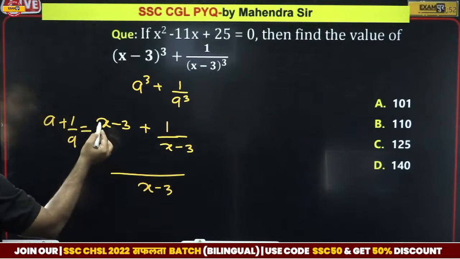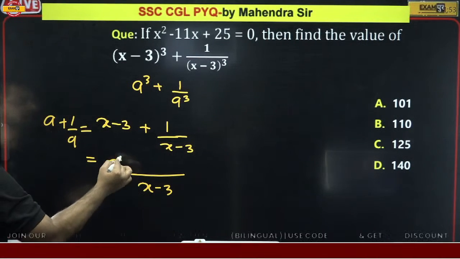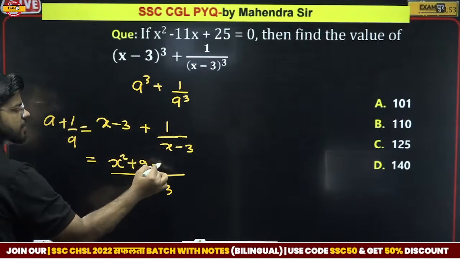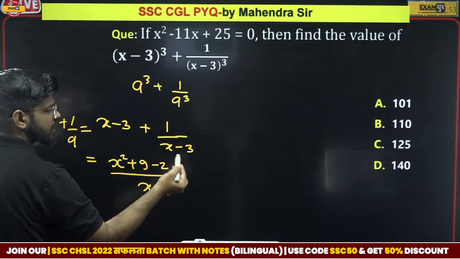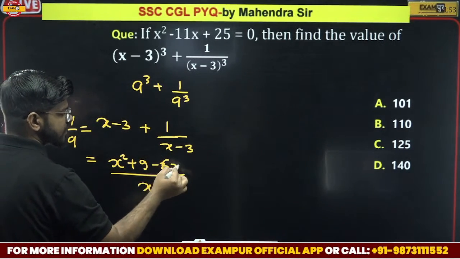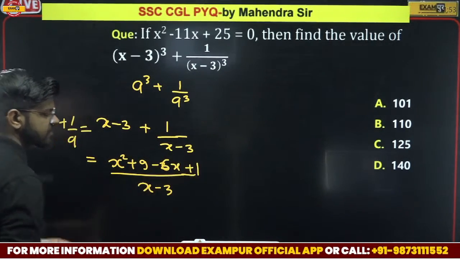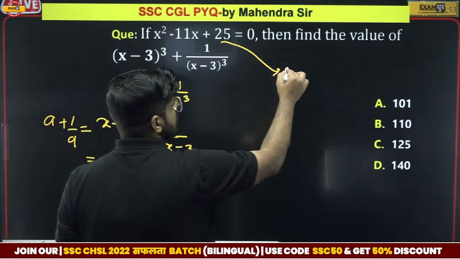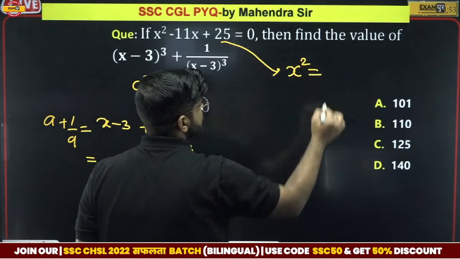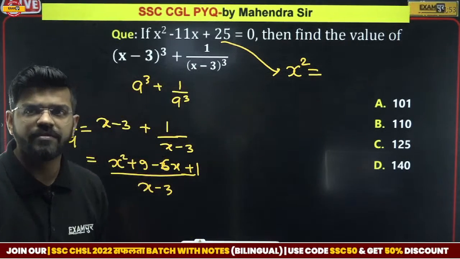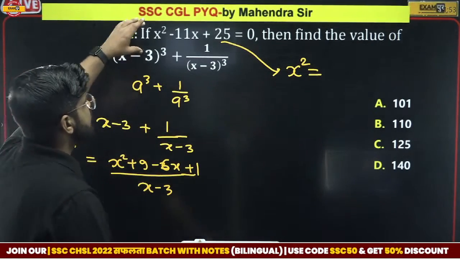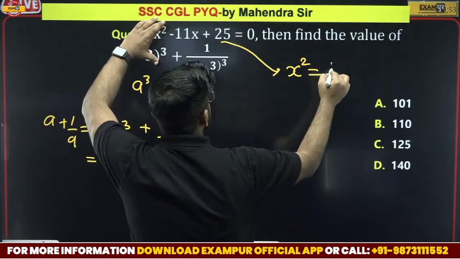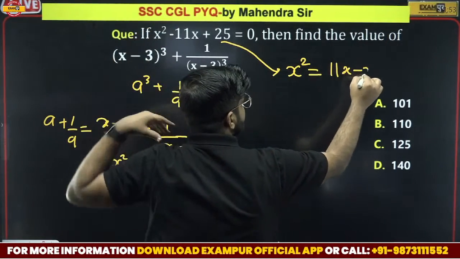Take the LCM. So here we will get (x minus 3) whole square, that means x square plus 9 minus 2 into 3 into x, that means minus 6x, and plus 1. Now we also have one equation. Find out the value of x square from this equation. So what is x square? x square is equal to 11x minus 25.